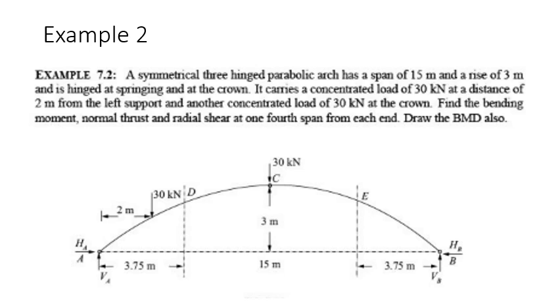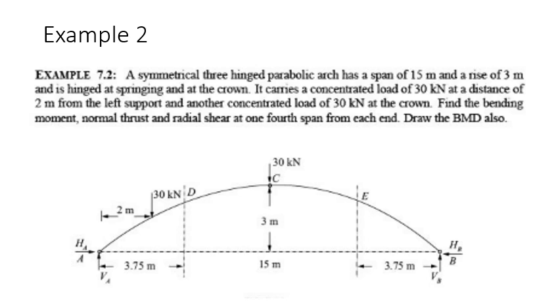Span is 15 meter, rise is 3 meter given. It is also given that 30 kilonewton point loads are acting on the arch. One is at a distance of 2 meter from the left support, another is directly acting at the crown, and it is given: find the three internal forces at the quarter span, that is 1/4 span from each end.